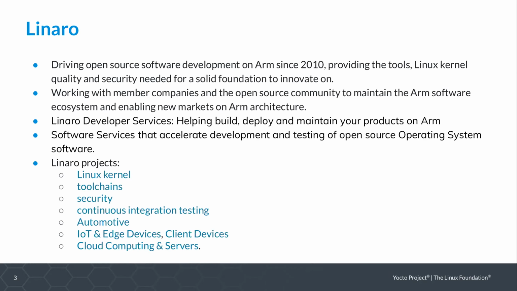Linaro has been around from 2010. It's been driving open source software development on ARM, providing tools, Linux kernel quality and security needed for solid foundation. We are working with member companies and the open source community to maintain ARM software ecosystem and enabling ARM architecture on new verticals. The Linaro developer services teams are helping build, deploy, and maintain your products on ARM. We also provide services that accelerate development, testing of open source operating systems and softwares. These are the key projects where Linaro is involved: the Linux kernel, toolchain, security, CI, CD, automotive, IoT, and cloud.